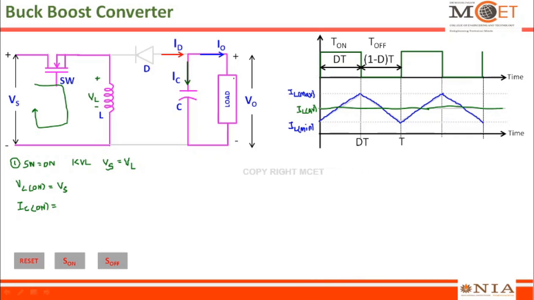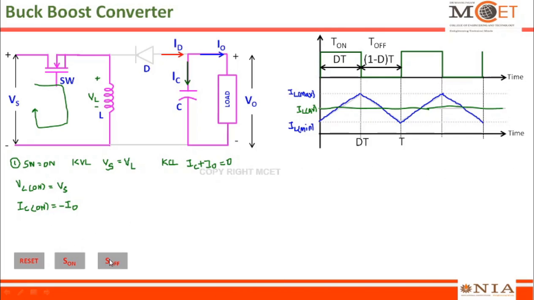Similarly, when I try to write the Kirchhoff's current law equation at this particular node, since this diode does not carry any current when the switch is on because it is in the off condition, ID is equal to 0. So IC plus IO, that is load current, will be equal to 0. This means that IC on is equal to minus I0. So these are the first two expressions that we get when the switch is in on condition.